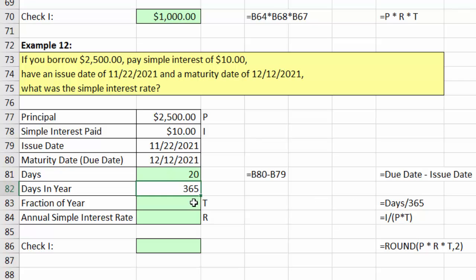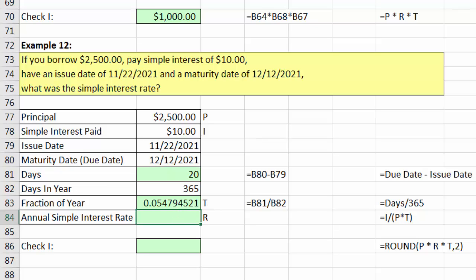So 20 days. Do people actually take out loans for 20 days? You betcha they do. Sometimes just for a day. There's all sorts of different short-term business loans. We need to calculate fraction of a year equals 20, and we're doing exact, and I have 365 in the cell, so I take 20 divided by 365. That's the time we can use.